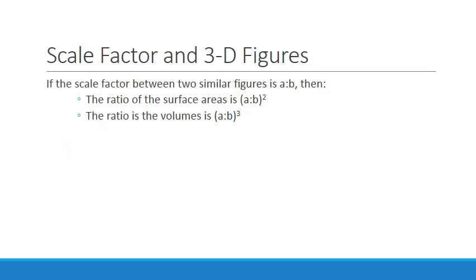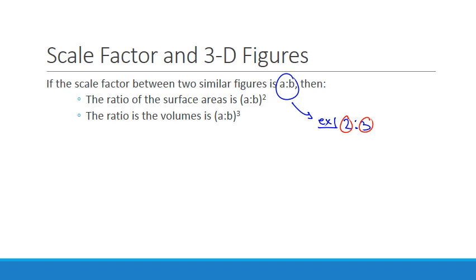If the scale factor between two similar figures is a to b, for example 2 to 3, that means 2 units in the first object is like 3 units in the second object. The ratio of their surface areas is then a to b squared.